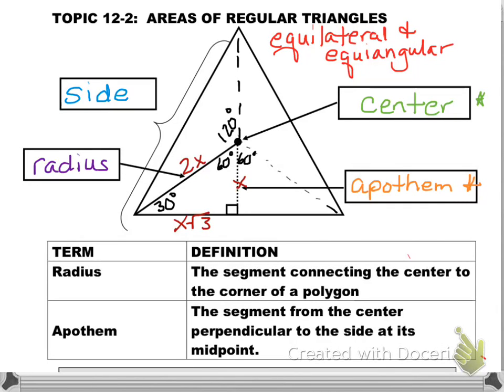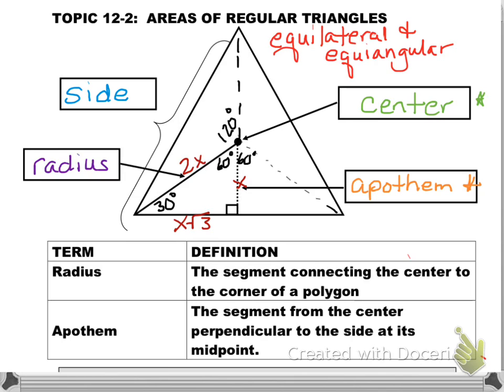Alright, to start these notes off on areas of regular triangles, you need to make sure you note that we're going to be discussing equilateral and equal angular triangles. Since they are equilateral, that means that they're 60, 60, 60 triangles. And if you see how the labeling goes, you already know what a side of a triangle looks like.